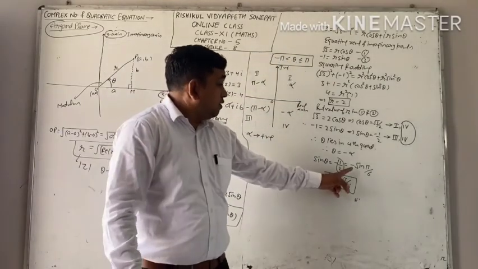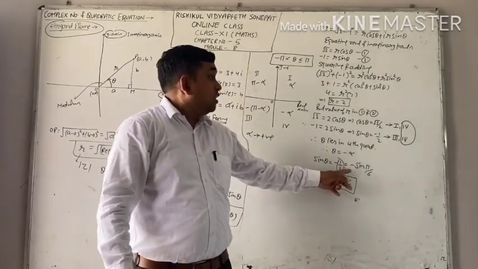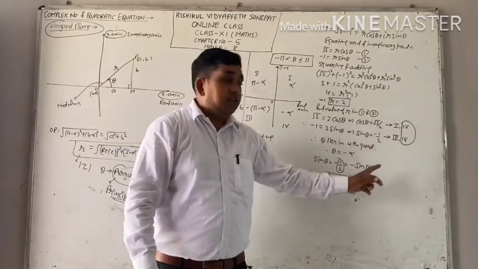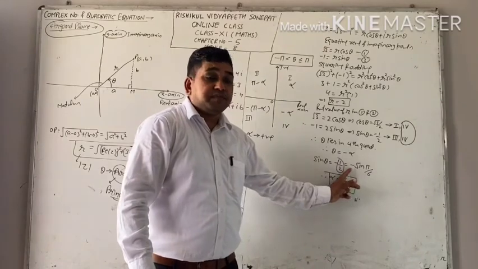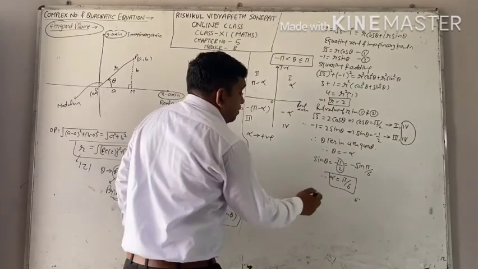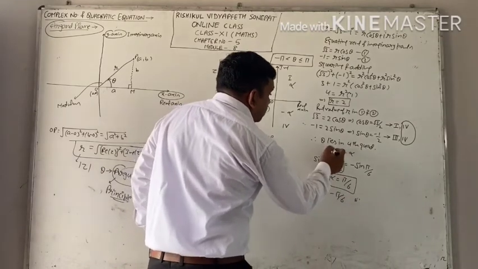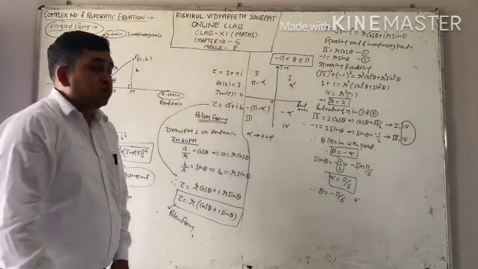Alpha is always positive. Where has this negative sign gone? This negative sign we have already considered in quadrants. There is no use of this. Right? Now, alpha is pi by 6. Therefore, theta equal to minus pi by 6, because I told you theta equal to minus alpha in this question.